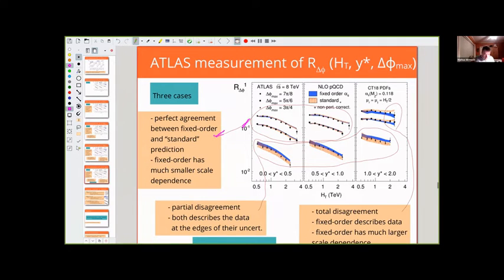These are the regions where the two theories, just the error bands overlap a little bit. And these are the regions here in which, again, for Atlas 2, the shape of the data is clearly better described by the fixed order result as compared to the standard method.